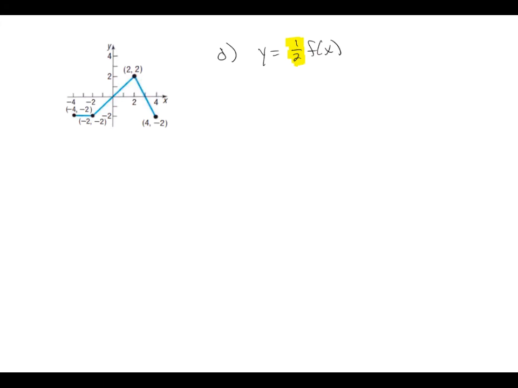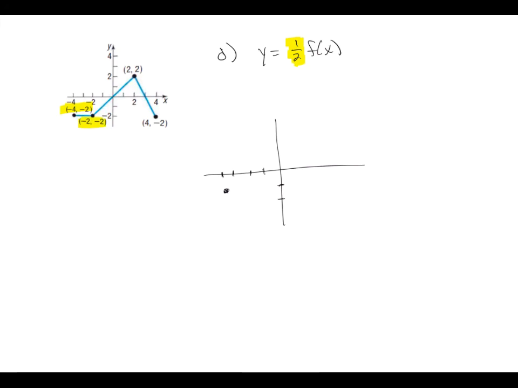We called this a vertical compression. So again, we're taking the y values and compressing them by a factor of 1/2. So I'm going to take each of these ordered pairs, take the y value, and cut it in half, multiplying by 1/2. Moving from left to right, I'm going to take the y value of -2, multiply by 1/2, which is the same thing as dividing by 2, and that's going to move me to -1 as a y value.